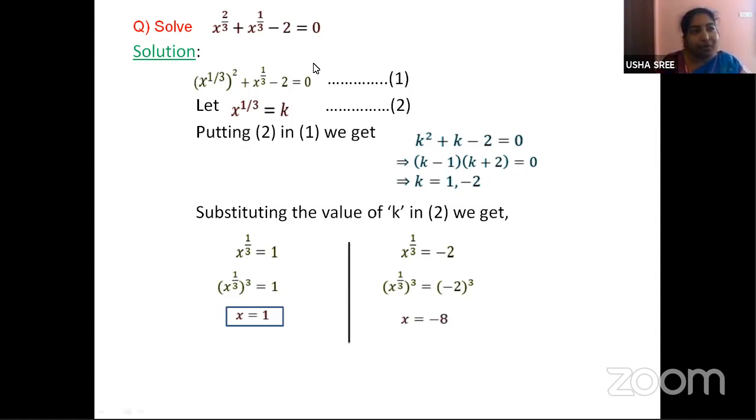This is a simple problem, but by looking at a glance, maybe you will not feel that it is a quadratic equation, but you can always reduce this type of equations into quadratic form by substituting certain terms in the equation. We'll see one more problem.